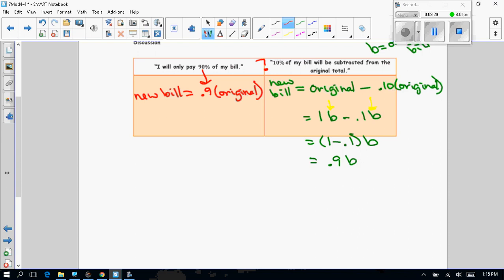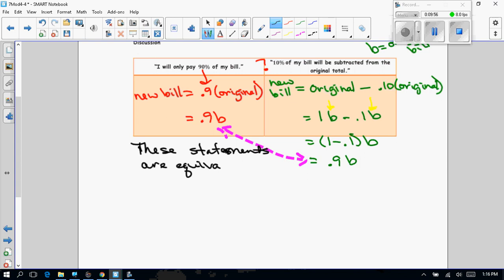Well, let's go over to the other one. This is, according to our rule, 0.9 times the bill. And what do you notice? I notice that those two are the same. So since I'm getting the same thing, these two statements are equivalent. So you can look at it and solve it either way. You can take 90% times the original and get the new bill, or you can take the original and subtract 10% off. And sometimes one way is actually faster and more convenient than the other way.